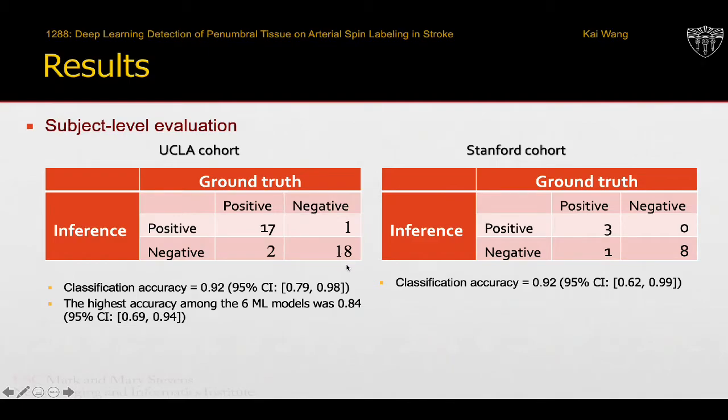As for the subject level evaluation, our deep learning model achieved a high accuracy of 0.92 on the UCLA cohort, with 95% CI from 0.79 to 0.98. In comparison, the highest accuracy among the 6 machine learning models was only 0.84. And our deep learning model achieved an accuracy of 0.92 on the Stanford cohort, with only 1 subject misclassified.